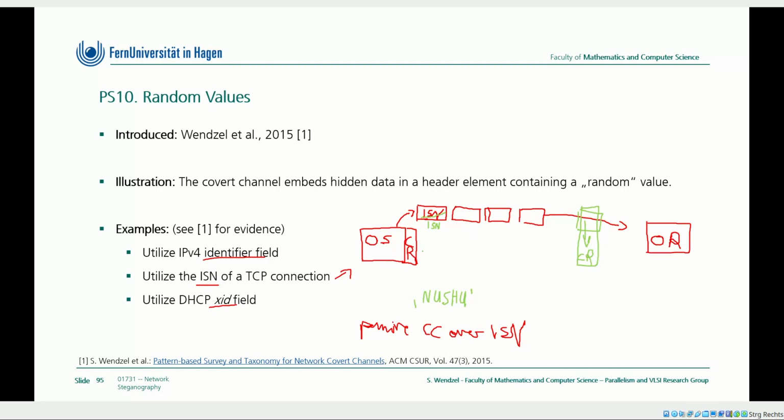In the original work, it was found that this channel was detectable because the distribution of ISN values was not matching the one of the original covert channel. Check the work by Murdoch and Lewis for this purpose from the University of Cambridge from around 2000, I suppose 2010 or so.